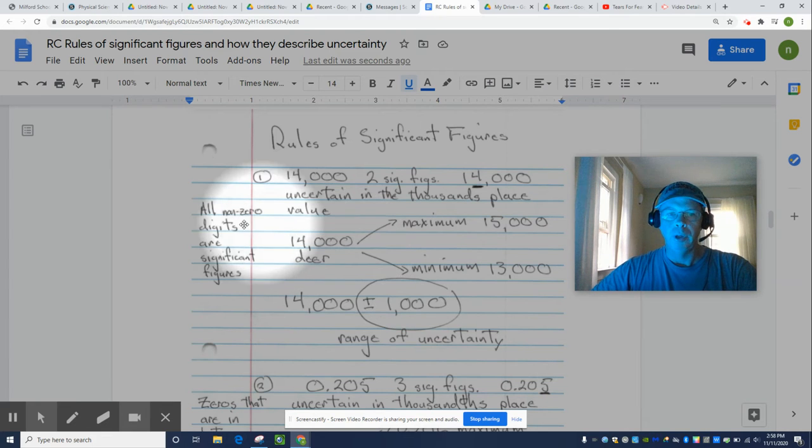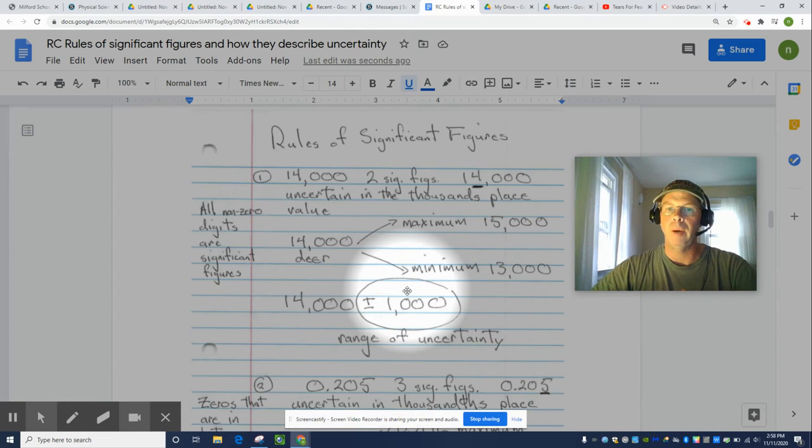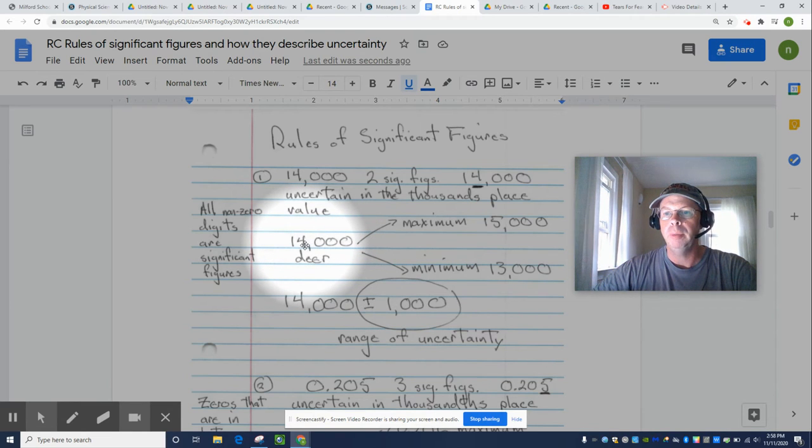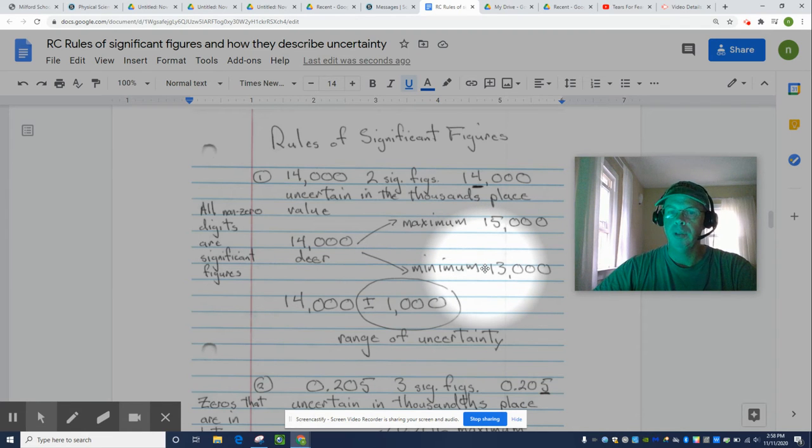Anyway, same old rules. All non-zero digits are significant. So in 14,000, there are two significant figures. And the last one to the right here is in the thousands position. So this range of uncertainty is plus or minus 1,000. You just bump up and bump down the last number to the right. This is the last significant figure. Could be as big as 15,000 or as small as 13,000.